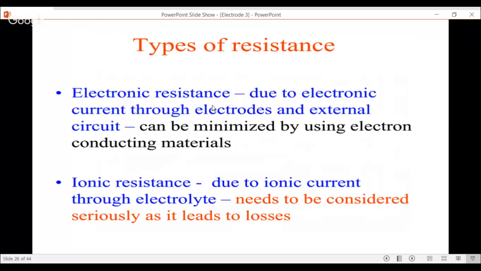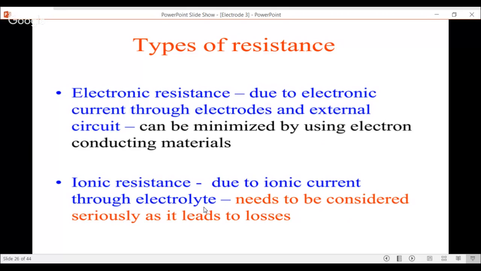The electronic resistance, due to electronic current through the electrodes and the external circuit, can be minimized by using electron conducting materials. So therefore, the electronic resistance of the semiconductor or the electrodes can be minimized by using conducting materials at the electrode. Ionic resistance is due to the ionic current through the electrolyte, and needs to be considered seriously as it leads to losses.